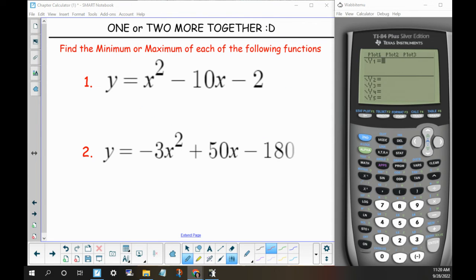We're going to do another example together. Okay, let's do example 1. So, guys, hit y equals. Make sure your stuff is cleared out. And now let's plug in this new equation. We got x squared minus 10x minus 2. I'm typing it on the screen too. Problem 1: x squared minus 10x minus 2. I'm going to graph it.